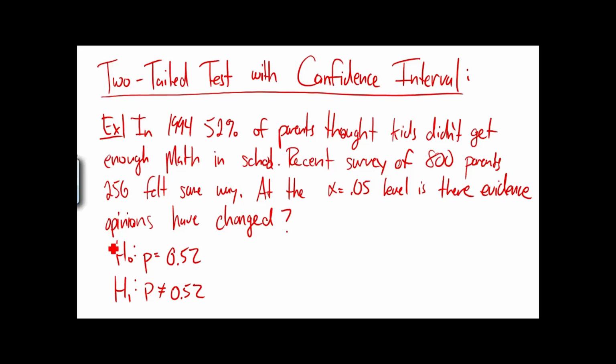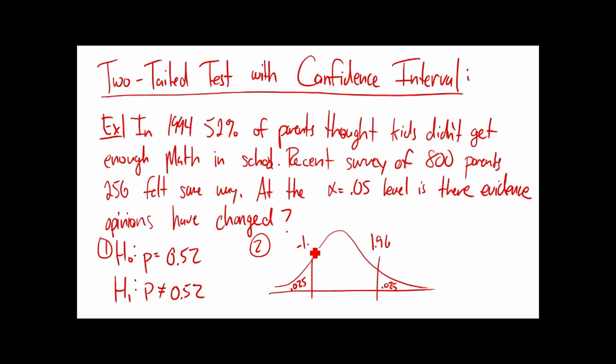Now, if we were going to do this test the way we were doing before, what would we need to do to get our critical values? What would we have to do with that alpha level? We'd have to divide it in half, put half of it up here and half of it down there. And then our cutoffs would be 1.96 and negative 1.96, which you could get from the table. And then our rejection regions would be out here.